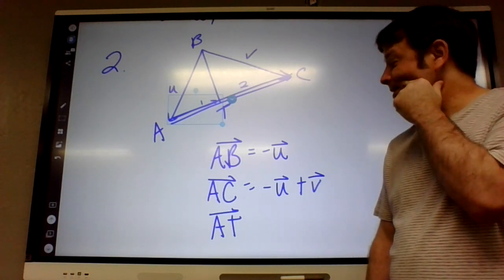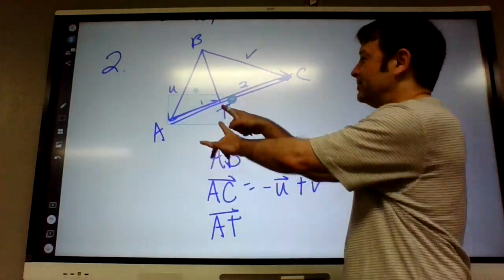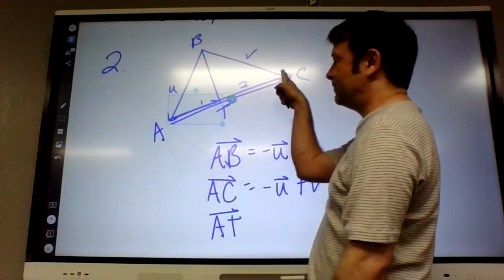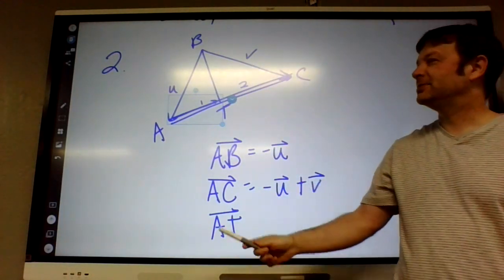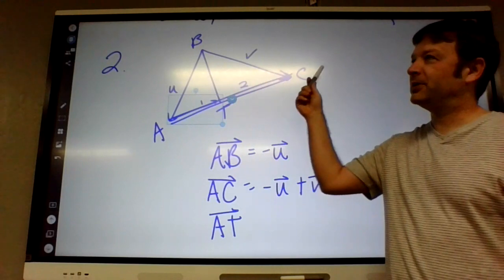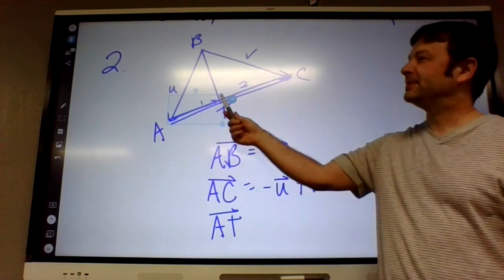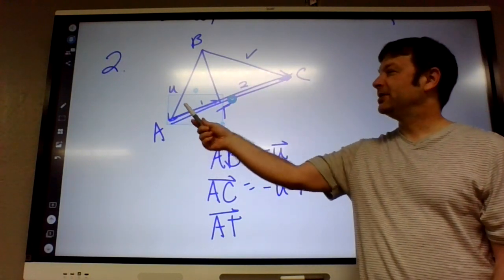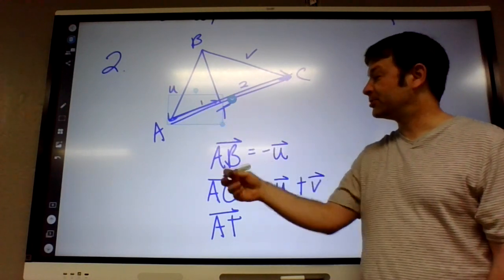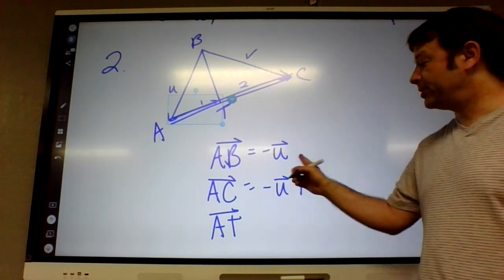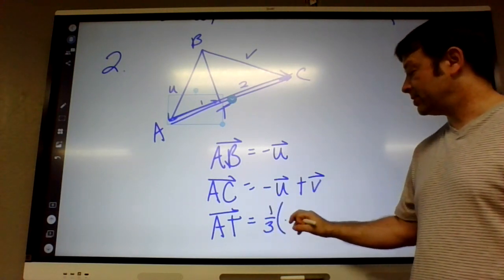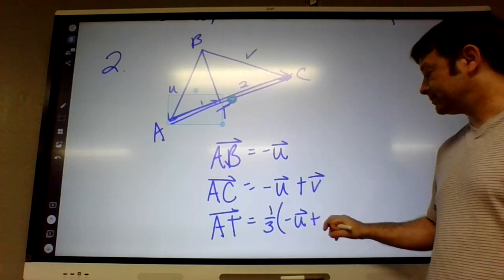Okay, so we just did vector AC. What fraction is vector AT of vector AC? It's 1 out of how many? No, 3. From here to here, it's 3 long. And this is 1, so it's 1/3 of the way. So it's 1/3 the length of this. So you could just do 1/3 times that.